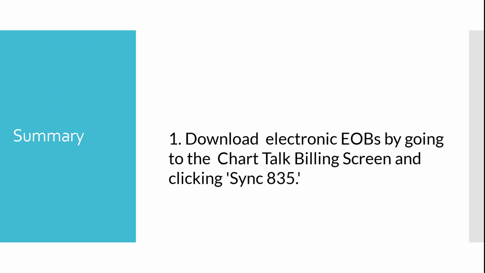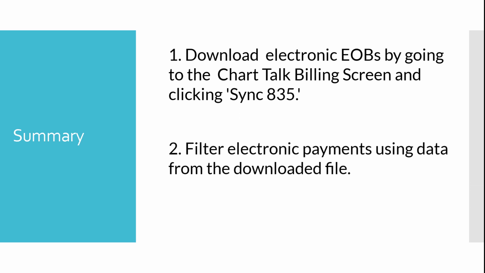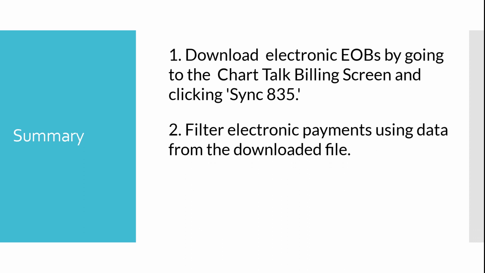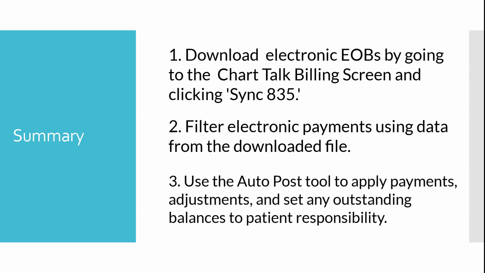What we went over was downloading electronic EOBs from the clearinghouse by clicking Sync 835 on the billing screen. Then we looked at and filtered electronic payments by check number, claim number, and patient name. Opening the Autopost Payment tool, selecting all payments and adjustments, setting the remaining balance of the charge to patient responsibility, and then applying payments.